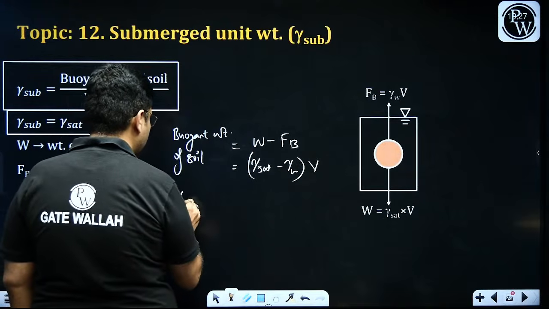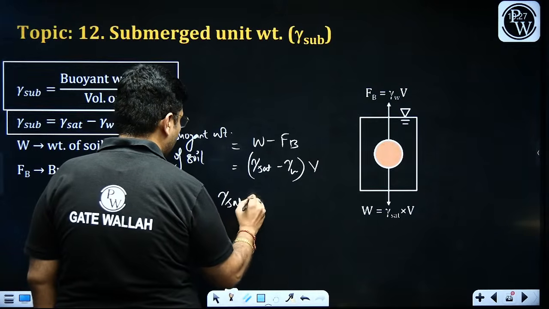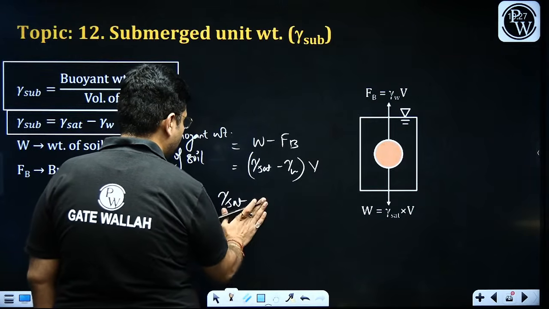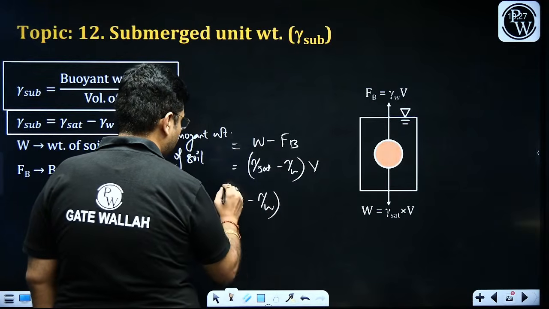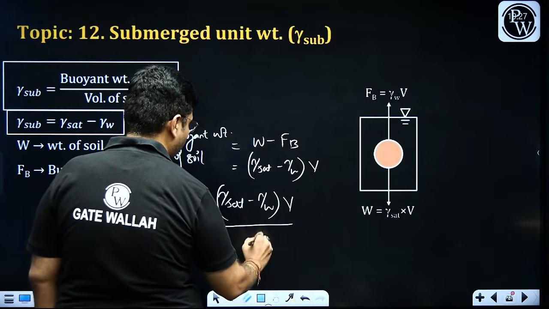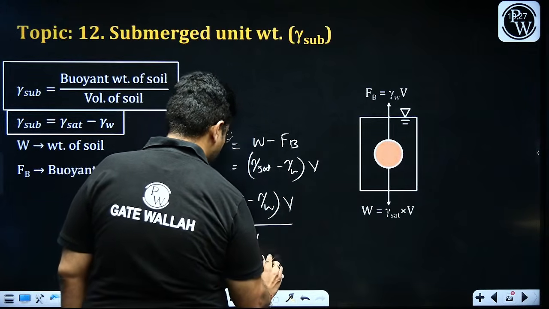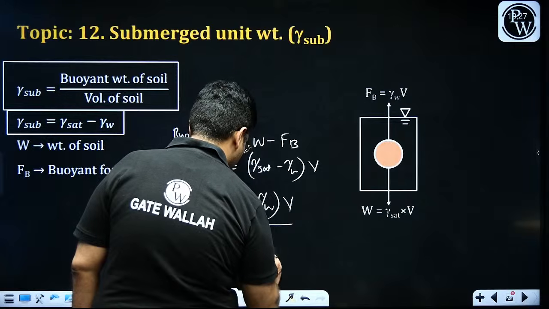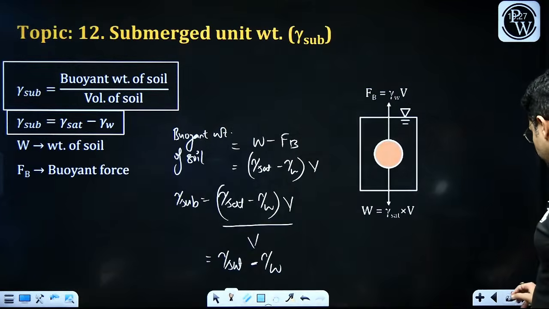So gamma submerged will be equal to what? This is my buoyant weight, divided by total volume of soil. That is gamma sat minus gamma w. Okay, my dear friend, very simple to understand.